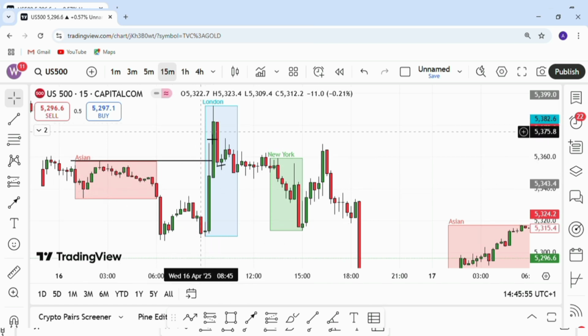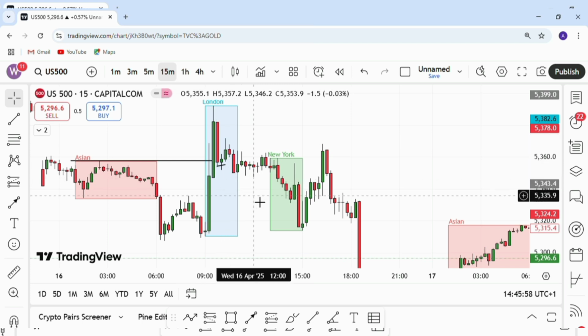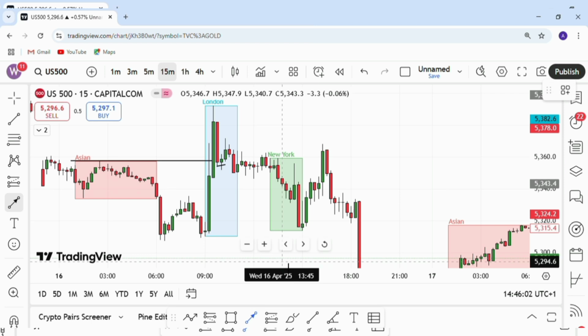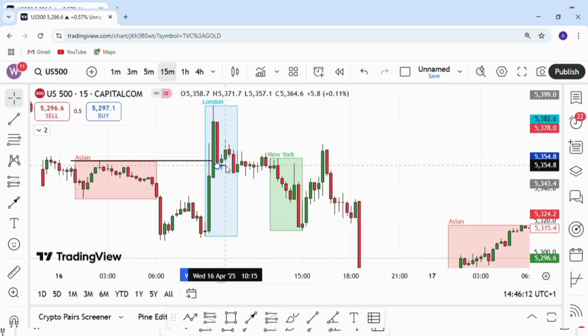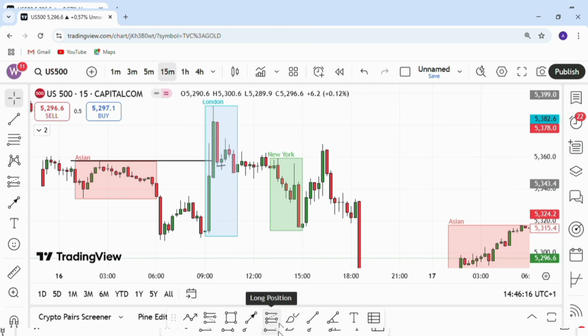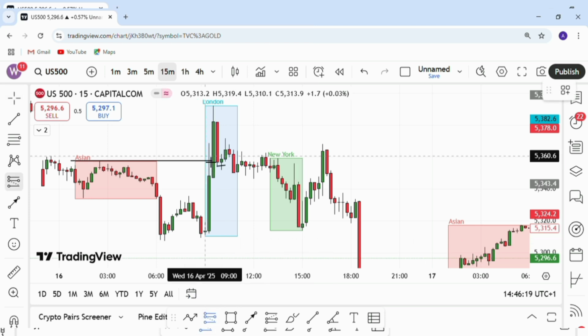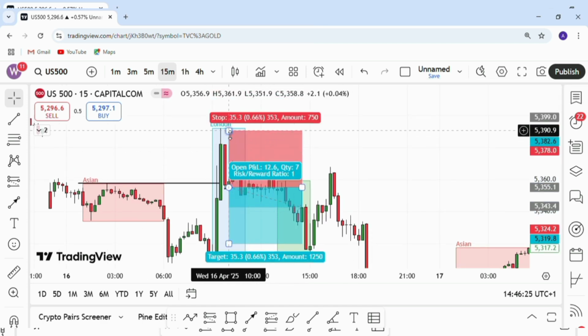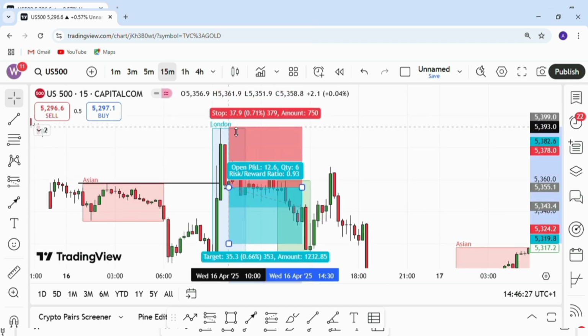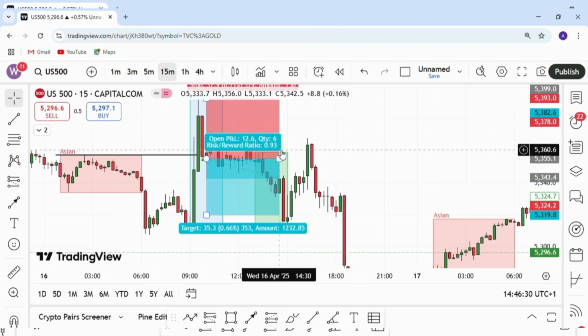So what you can see is that we sweep this Asia session, and we have our confirmation. Let me show you our confirmation. This bearish candle here is our confirmation. Once you have this bearish candle, you wait for the break of the bearish candle low. You wait for the break to occur. Then you put your entry model at the break of this candle, and your stop loss above the liquidity sweep like this.